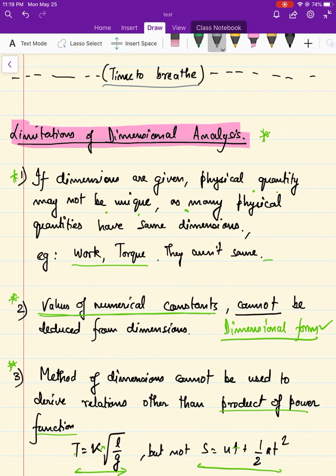Right. However, given the number of things that you can do with units and dimensions, and also given that this is a cornerstone of our understanding of a lot of things, it does have certain limitations. One of them is that if the dimensions are given, the physical quantity may not be unique, as many physical quantities have the same dimensions. So that was the first point that I started with: if you have two quantities which have the same dimensions, just seeing the dimensional form, it is impossible to figure out what physical quantity I'm talking about. You need to have other data to figure out what exactly we are talking about. You must look at the problem, you must analyze the statement, only then you can figure out what we are talking about, right?